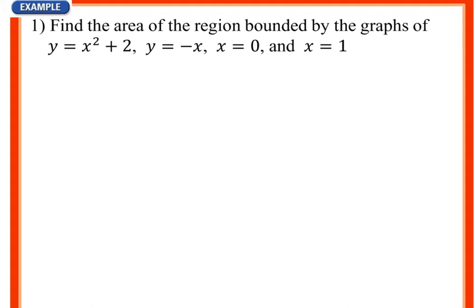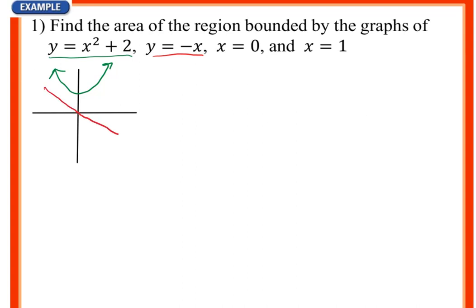Before I go into the integral, I need to figure out which function is the upper function and which function is the lower function. So let me sketch a little graph here. This function, y equals x squared plus 2, is just a parabola where the vertex is up at +2 and it opens up. So maybe something like so. And then this function, y equals -x, is the line whose y-intercept is at 0 and whose slope is -1. So maybe a little something like that. Not perfectly drawn. It's kind of hard to draw on a computer.